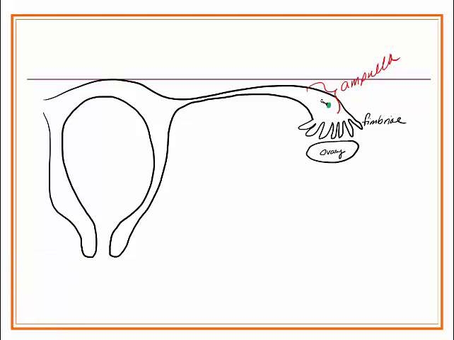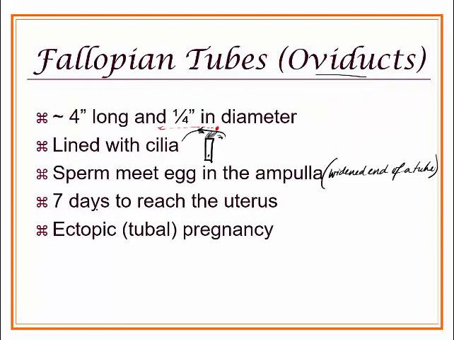From there, the egg has to travel the length of the fallopian tube towards the uterus. It takes about 7 days to reach the uterus using the cilia action of the simple columnar cells, but also the fallopian tubes do have some smooth muscle in their walls and will do peristalsis towards the uterus as well to move the egg towards the uterus.